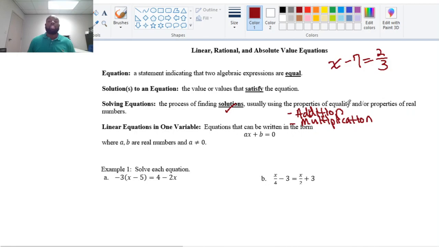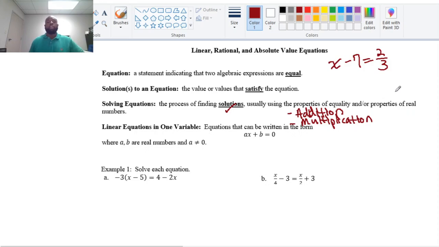Not only do we use these properties to help us solve equations, we also use properties of real numbers: the distributive property, the commutative property, the associative property, additive inverse, and so on and so forth. We're going to start to talk about solving different types of equations. Let's start with linear equations in one variable.